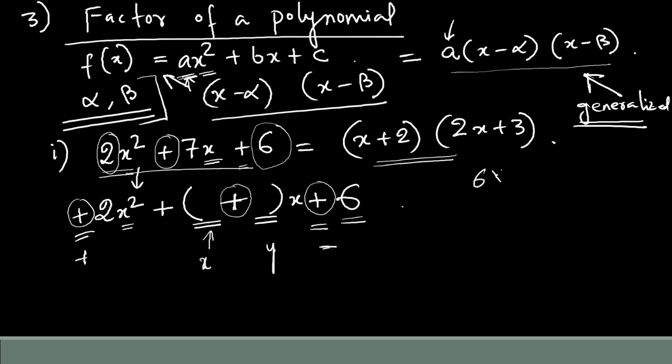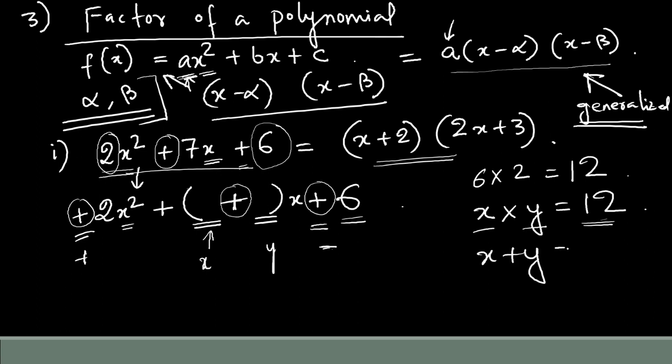So first you have to multiply 6 and 2. So 6 and 2 when multiplied, you get 12, right? Now you have to express 12 such that x times y equals 12. So you have to express 12 into two factors like x and y such that x plus y gives 7. Like x plus y should give you 7.